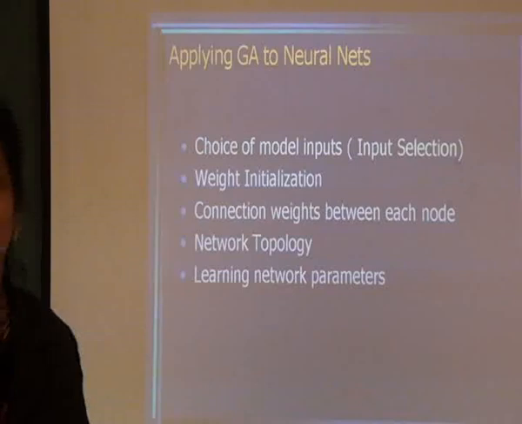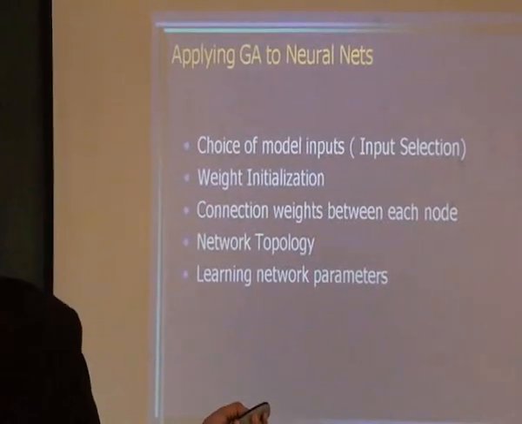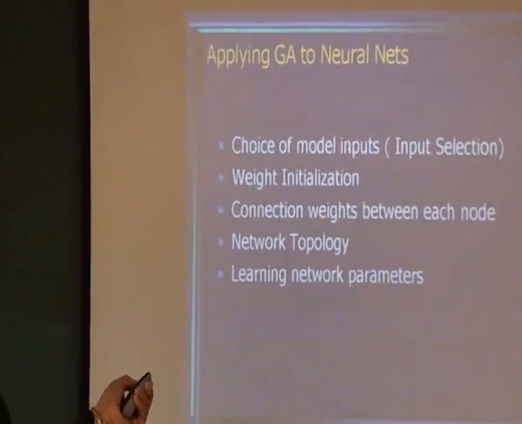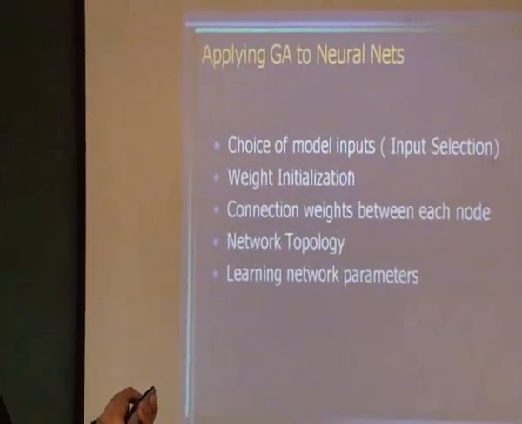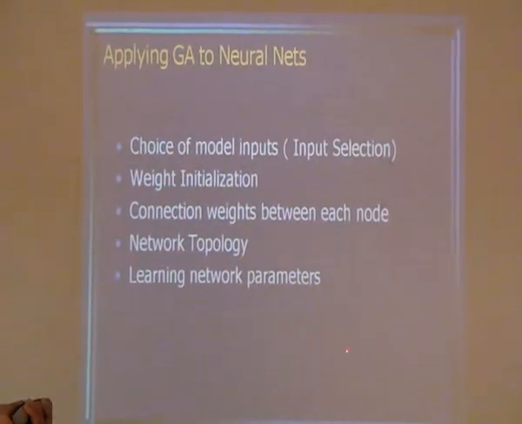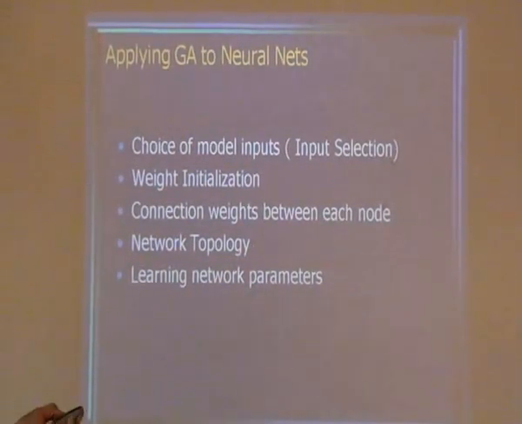So how is this genetic algorithm applied? This GA can be applied to the neural network for selection of model, for input feature selection, for weight initialization, for modifying the connection weight between each node, for selecting the network topology, and learning network parameters.